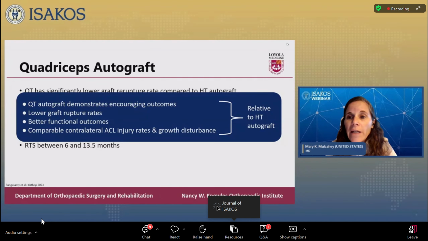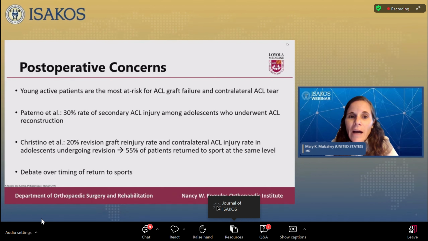So with quad, there are very encouraging outcomes with regards to lower graft rupture rates, better functional outcomes, and comparable contralateral ACL injury rates and growth disturbance when compared to hamstring autograft. Now, results and complications. There are some significant post-op concerns that we have to keep in mind for pediatric patients. Our young active patients are those that are at highest risk for graft failure and contralateral ACL injury. There are studies showing a 30% rate of secondary ACL injury among our adolescents who undergo ACL reconstruction.